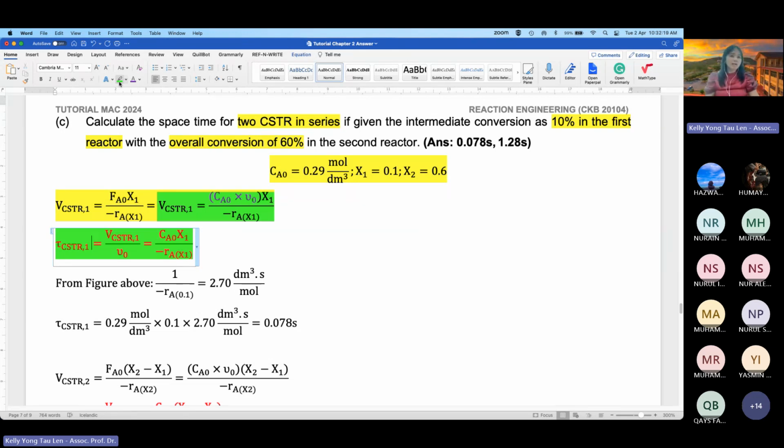So what happened to the right hand side? On the right hand side you are left with CA0 only, because epsilon naught you've already moved to the left side. So the right hand side is left with CA0 X1 per minus RA1. Now you already have on the left hand side what you want to find. The right hand side you solve, and you get what you want.